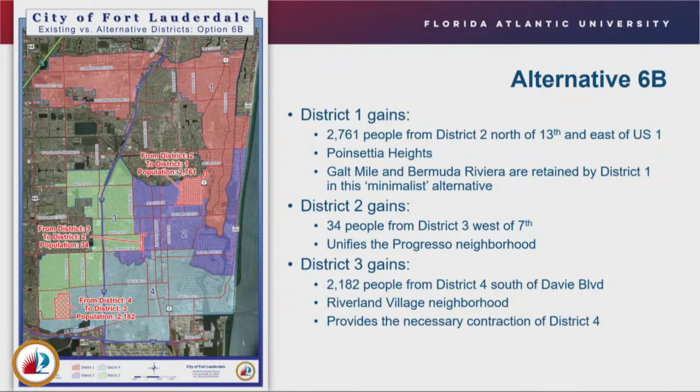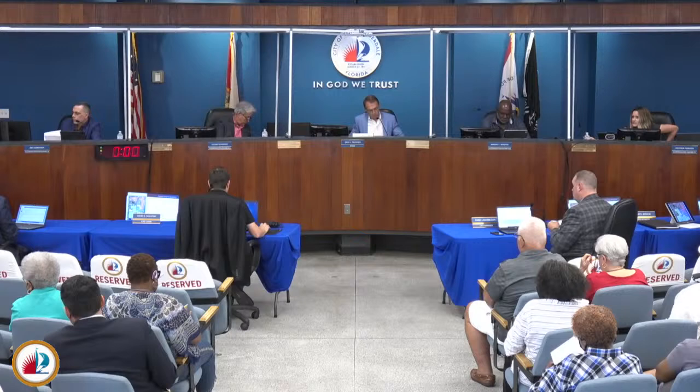In the north, for example, we looked at making the boundary between District 2 and 4 the river. Of course, that moved the Collie Hammock into District 2. And then, of course, in the east, you've got the area that's east of the Intracoastal. That was also considered as an option to be moved into District 2 in various of the alternatives. But under this particular minimalist option, the way it works is to move the Riverland Village from District 4 into District 3.